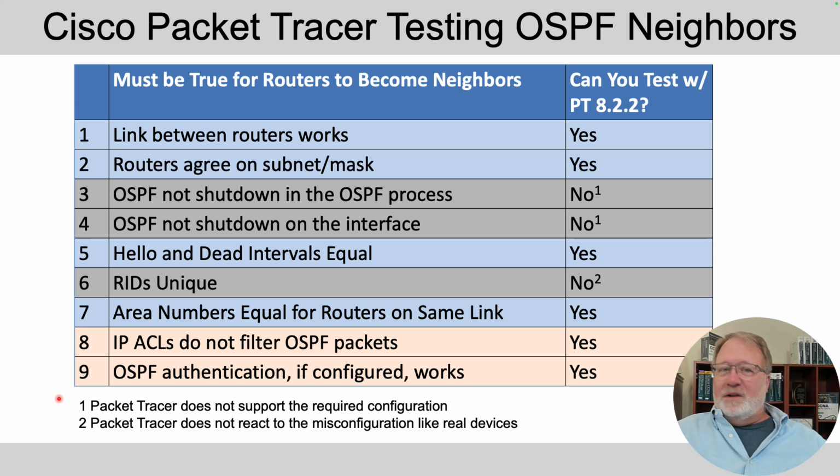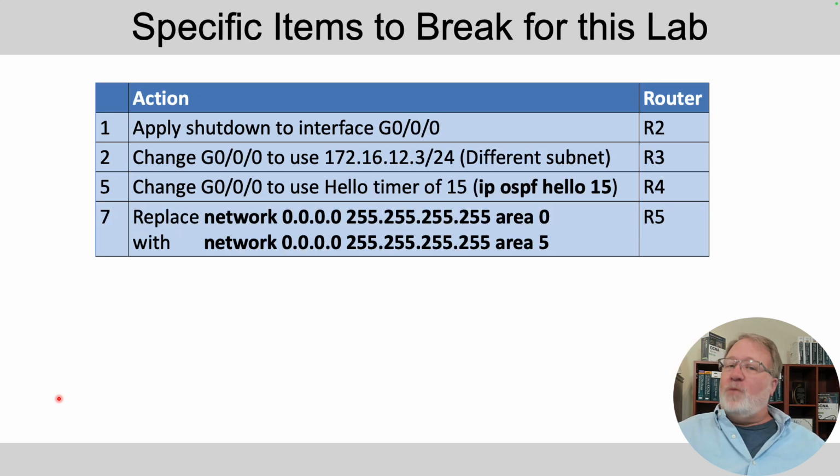And OSPF authentication is not even covered in CCNA, so I'm avoiding that one. So when the dust settles, here are the 4 from that original explainer video's numbered list of failure reasons that we'll try out here in this ad hoc video. In fact, check the timestamp. This is where you want to come back to in this video if you want to remind yourself of the core of the steps. We're going to go to R2 and shut down the interface, R3 and change the IP address, R4 and change the hello timer, and R5, we're going to replace the network command with a new one. All right. Those are your marching orders.